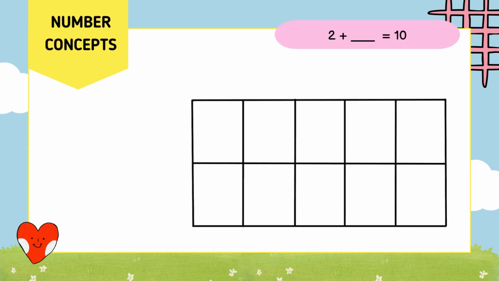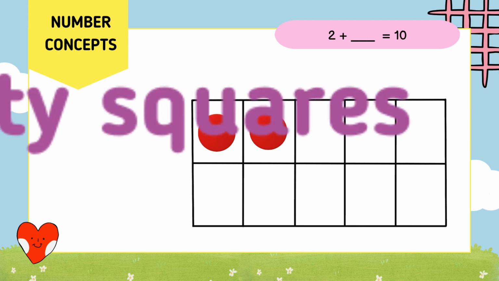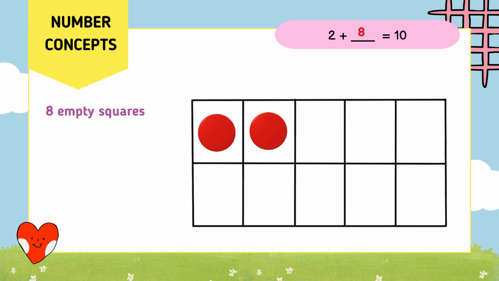Let's start with this example. 2 plus what number makes 10? First, fill the 10 frame with 2 counters. Now, count the number of empty squares. 1, 2, 3, 4, 5, 6, 7, 8. There are 8 empty squares, so 2 plus 8 equals 10.